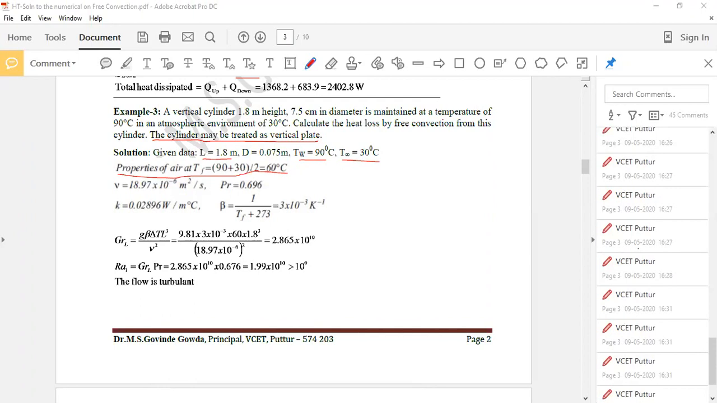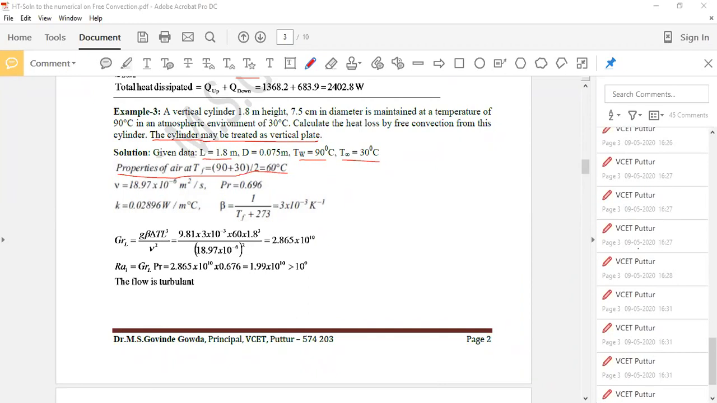Here are the properties of air corresponding to these values. We don't need to read everything. We want the kinematic viscosity, the Prandtl number, the thermal conductivity, and beta.